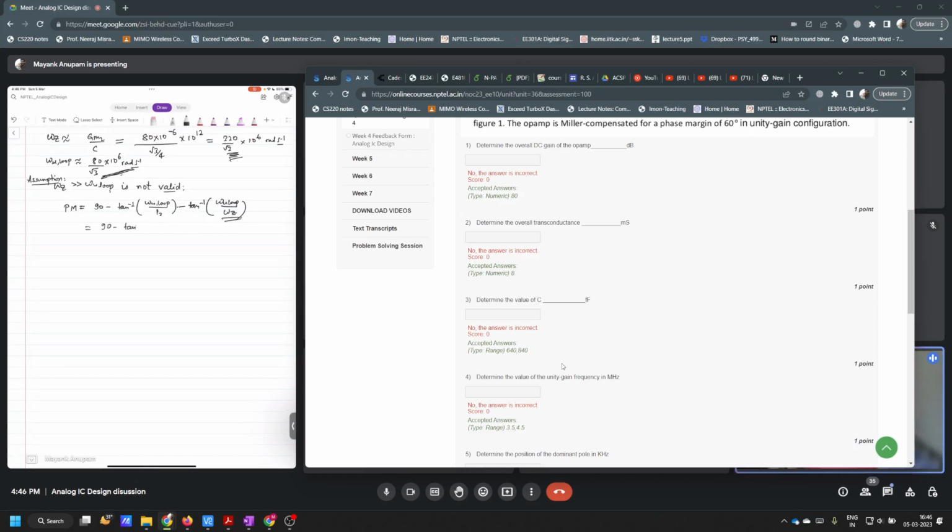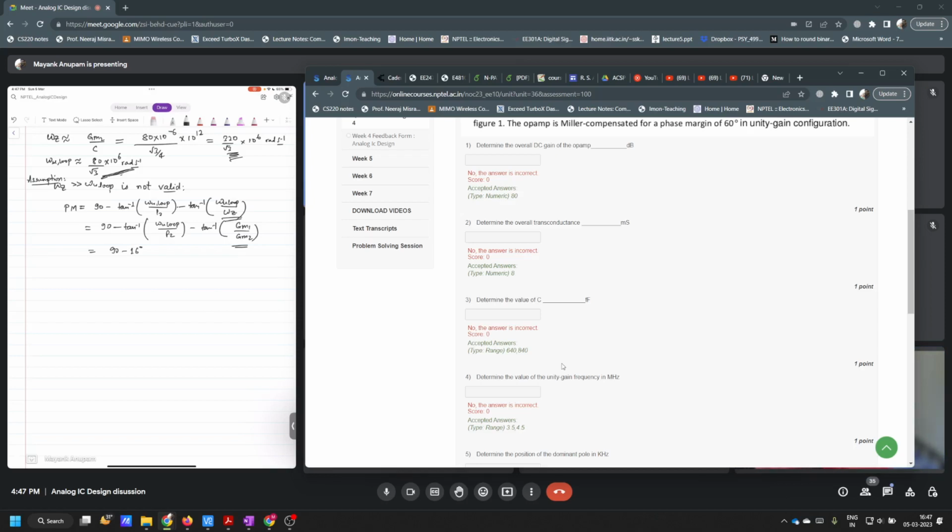You want me to calculate it, right? So this is basically omega u loop by p2 minus tan inverse of gm1 by gm2, and this is 90 minus this. Basically 20 by 80, 1 by 4, right? And what is that? 14 degrees, sir. Not 14, it's 15.9, nearly 16 degrees.